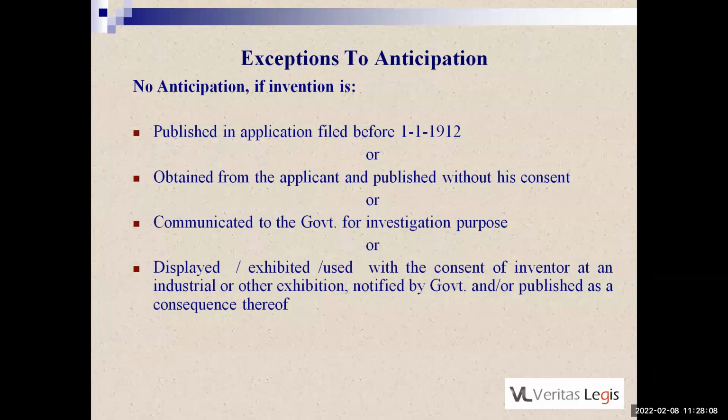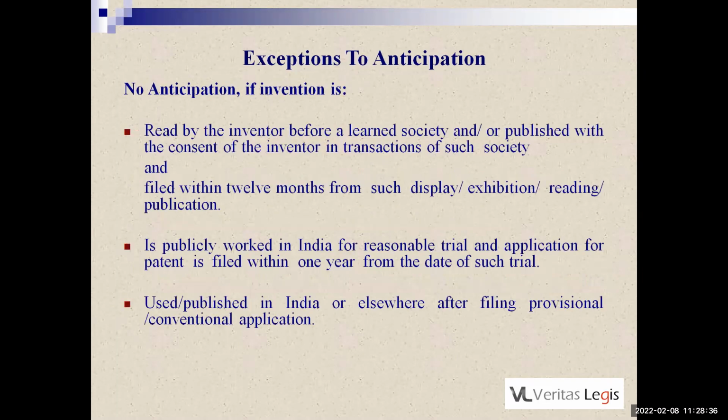And if it is obtained from the applicant or published without his consent, suppose someone takes it from me and publishes it, it will not be a prior art. Any invention which we have communicated to the government for investigation purposes, again it will not be a prior art. If we have displayed or used it with the consent of the inventor at an industrial exhibition, and we have notified the government and it was published, then also it will not be considered as a prior art. Next slide.